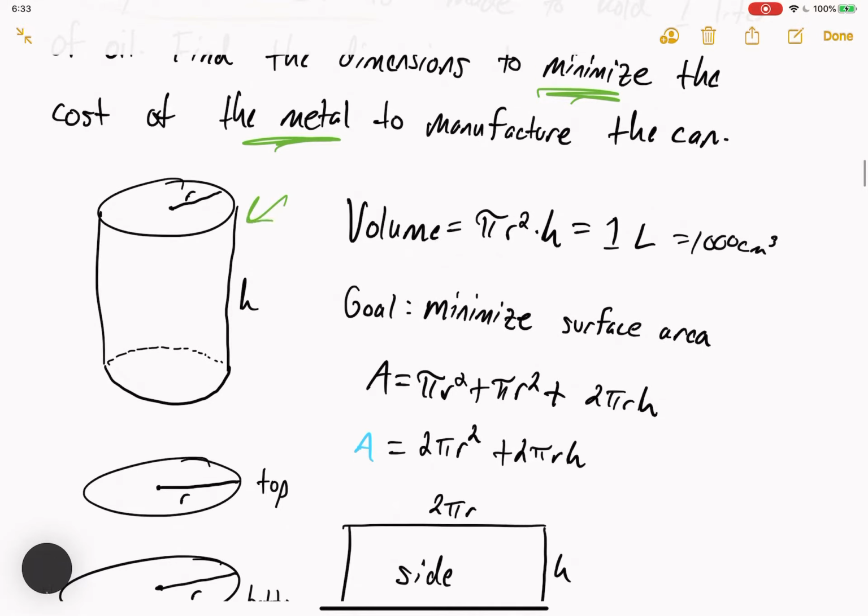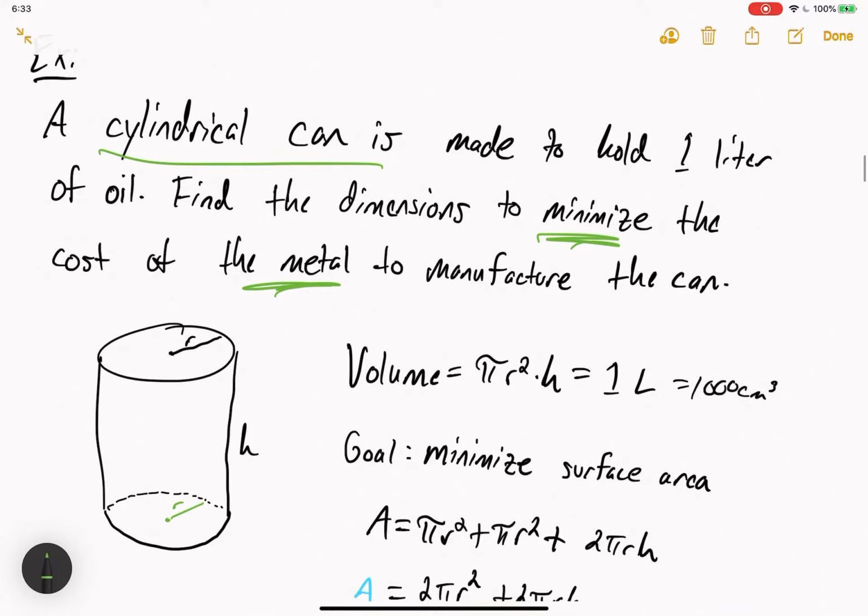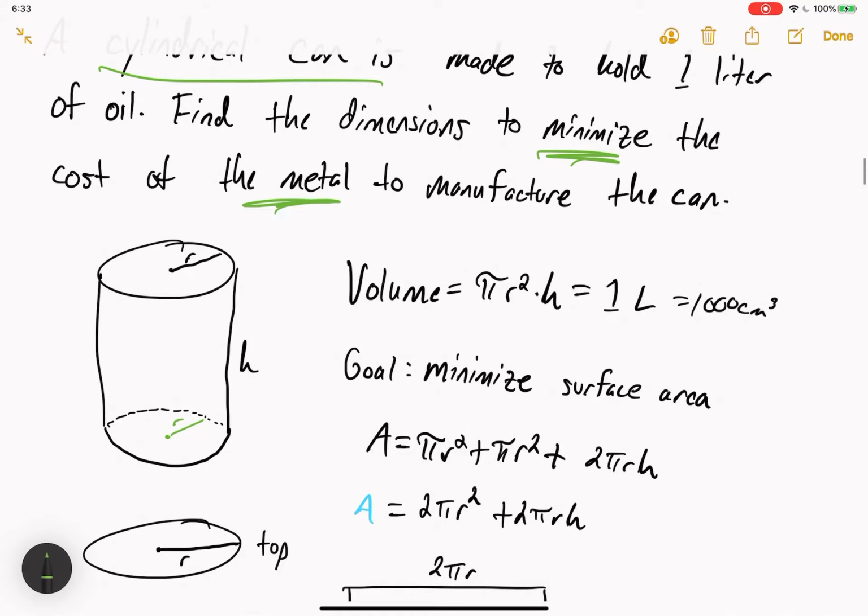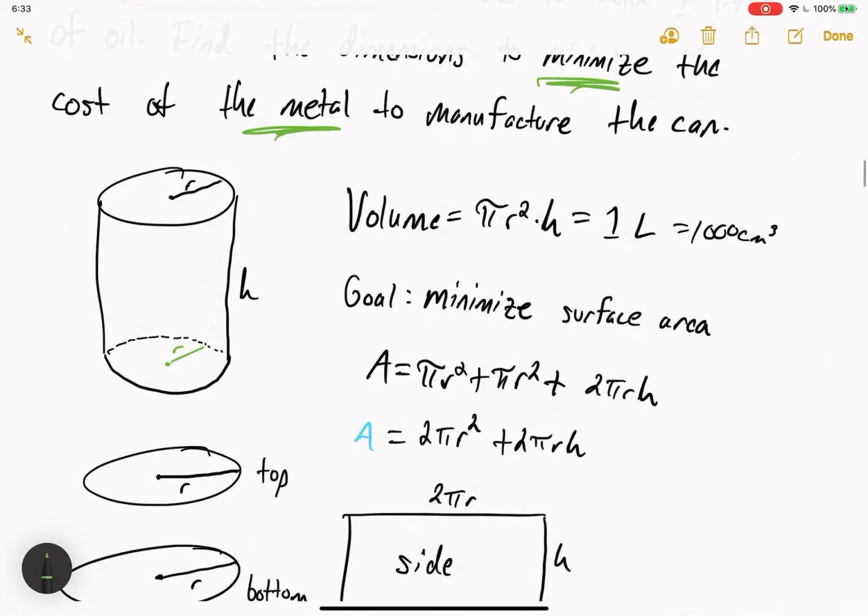Here's a cylinder with radius r and height h. We know the volume of a cylinder is the area of a circle times the height, so pi r squared times h. We said previously it's made to hold 1 liter, so the volume is fixed at 1 liter, but we're going to work with it as 1,000 centimeters cubed. Our goal is to minimize the surface area, so the whole surface area of this can should be as small as possible while maintaining the fixed volume.